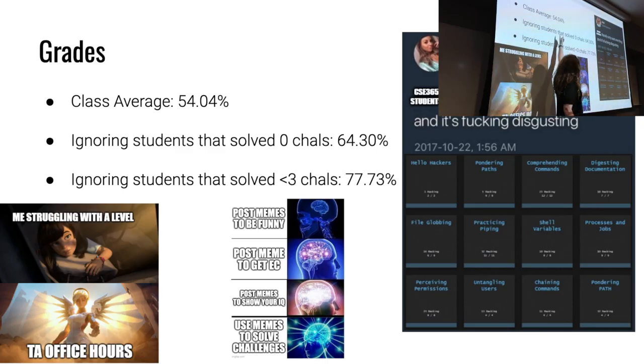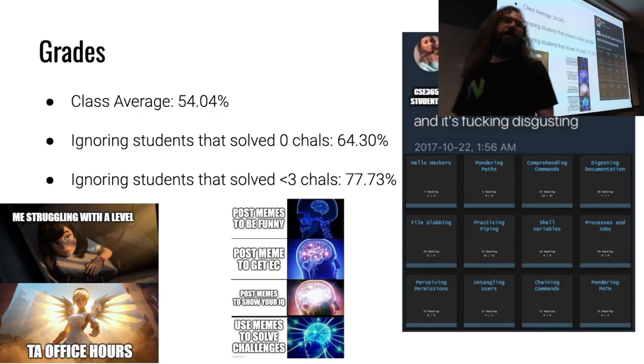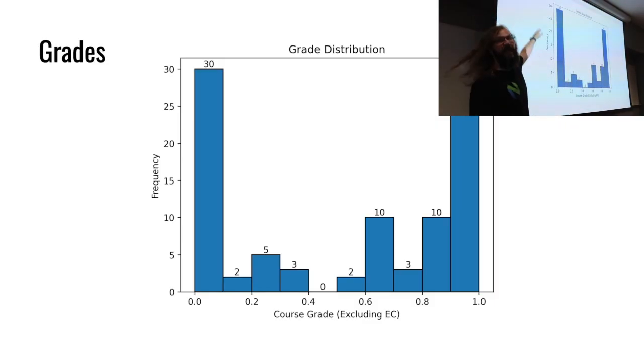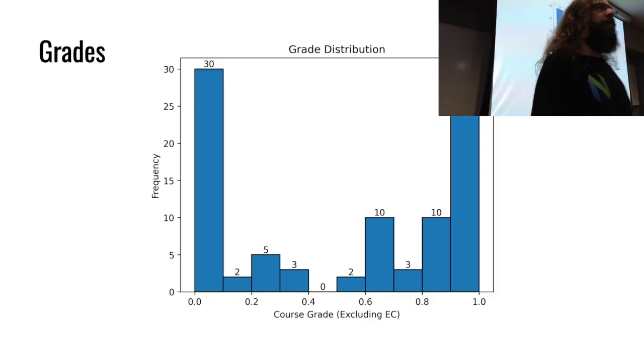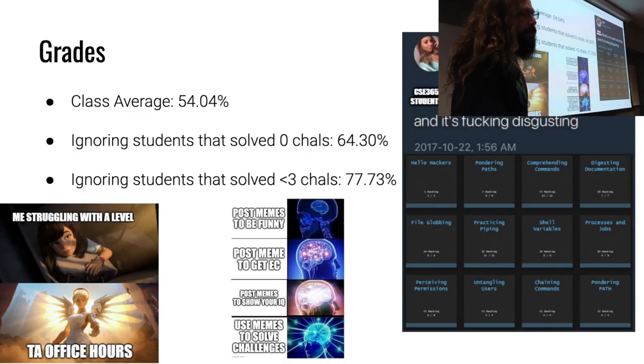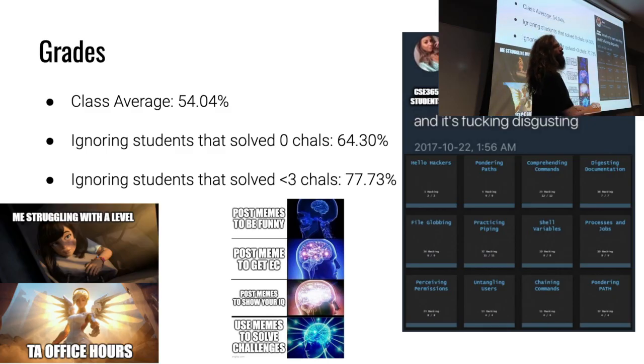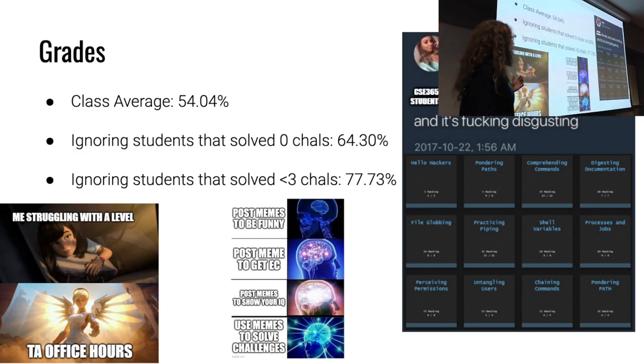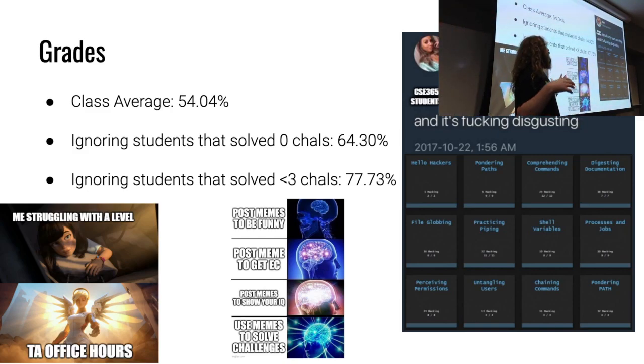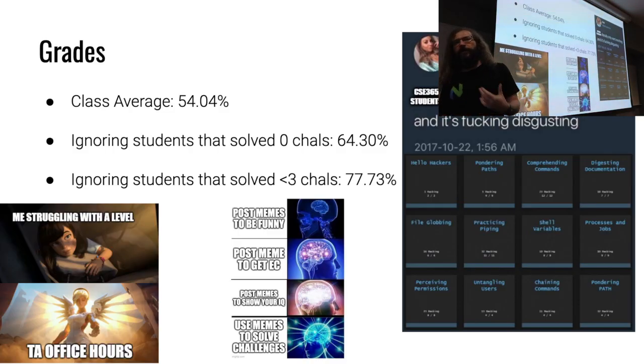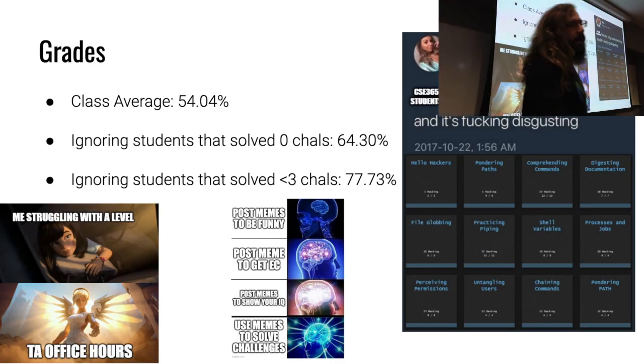Now, this was just ignoring people that solved nothing. If I ignore people that solved less than 3, so that's roughly that entire far left 10% side, okay? I solved the first one and just realized this was a brick wall. Then the class average is a 77.73%. And so what we're seeing here is a pretty clear division on people that have the prerequisite knowledge, started early, moved through stuff, and then people that didn't.